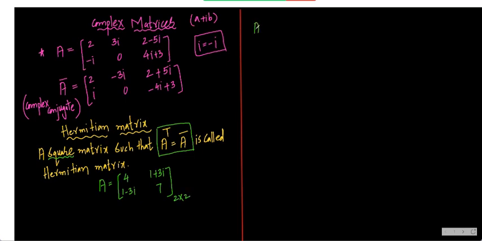Find the transpose. How to find it? Row we have to make a column. Here the row is 4, 1 plus 3i. We have to write it in a column: 4, 1 plus 3i. Again, this is the row 1 minus 3i, 7. We write it in a column: 1 minus 3i, 7. This is the transpose of it.